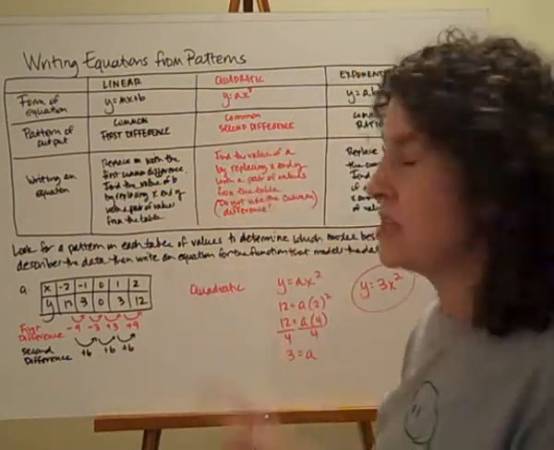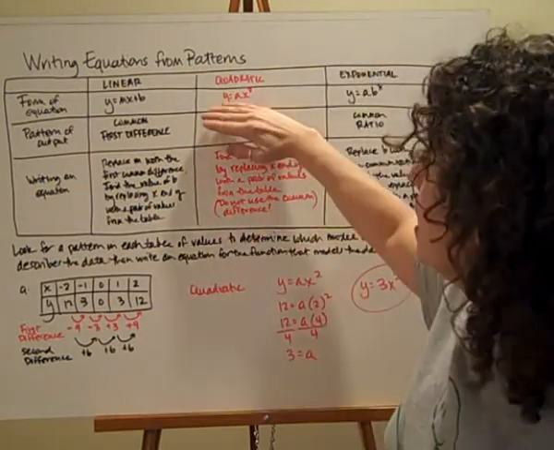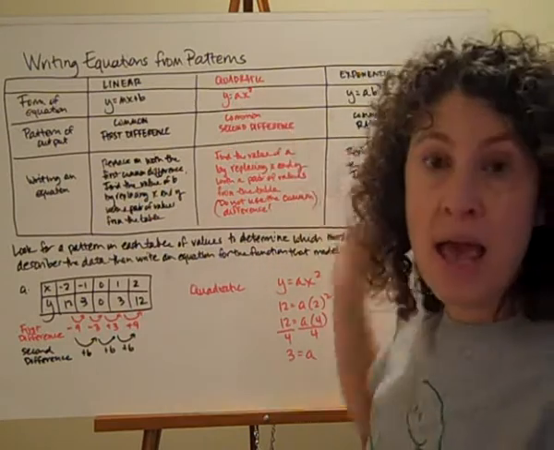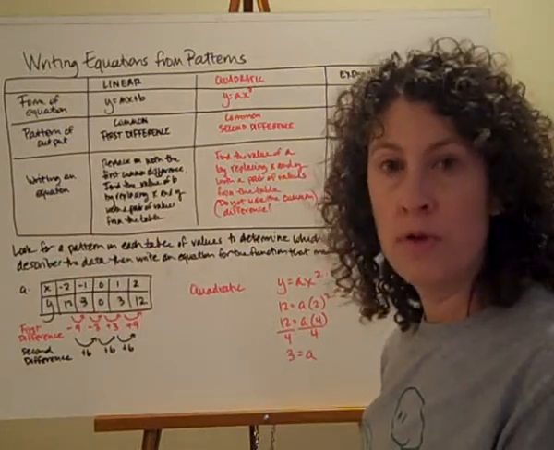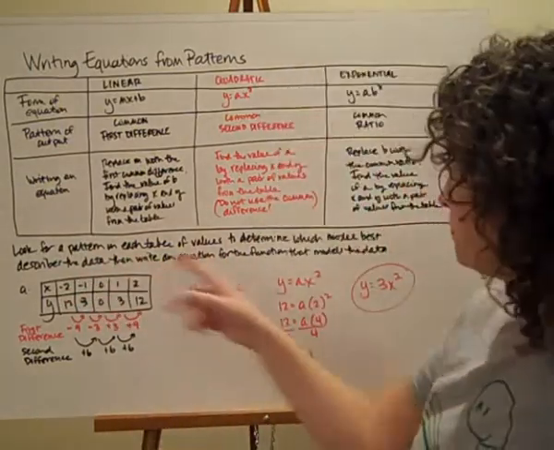Common second difference is a quadratic function. So I know I've got a quadratic here. So my equation is going to look like y equals ax squared. I only need to find a here. So I'm going to use any set of numbers from my table. I tend to stay away from the zeros, but you can use those too.